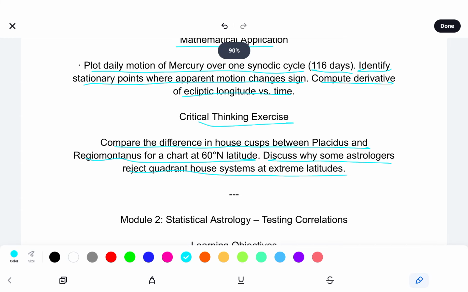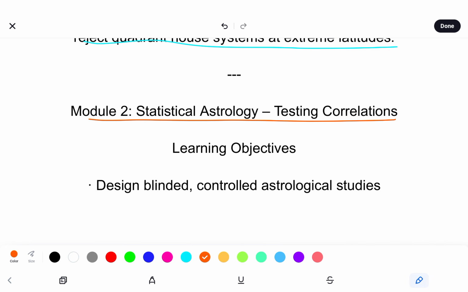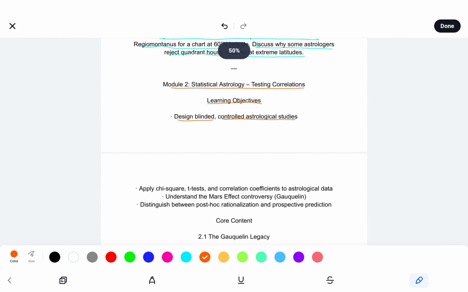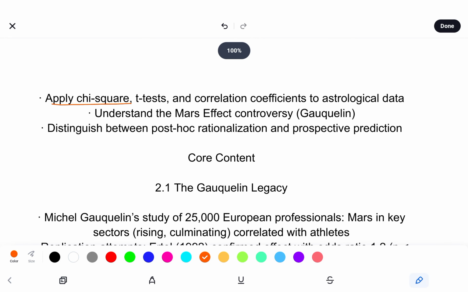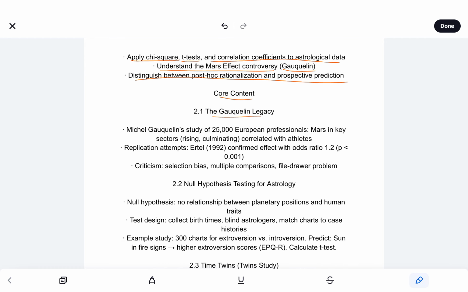All right. Module 2 is Statistical Astrology, Testing Correlations. We have our LO: design blinded controlled astrological studies. Also apply chi-square tests, t-tests, and correlation coefficients to astrological data. Understand the Mars effect controversy, Gauquelin. Distinguish between post hoc rationalization and prospective prediction, right? And then we have our CC, the Gauquelin legacy.